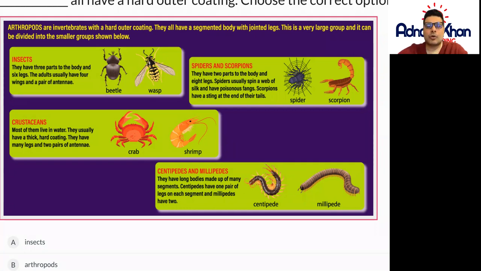And we've also got crustaceans, most of which live in water. They usually have a thick, hard coating, and they have many legs and 2 pairs of antennae. So crabs and shrimps are some examples of these.